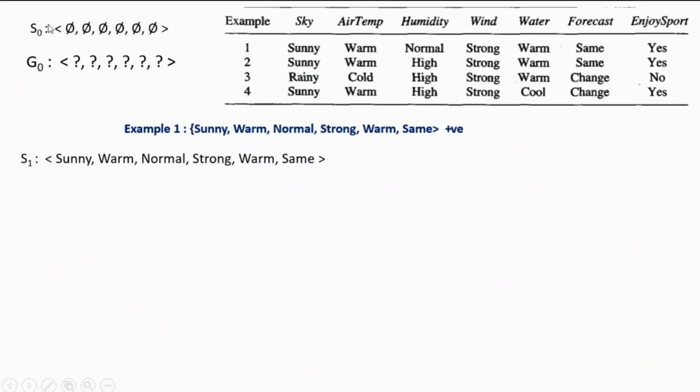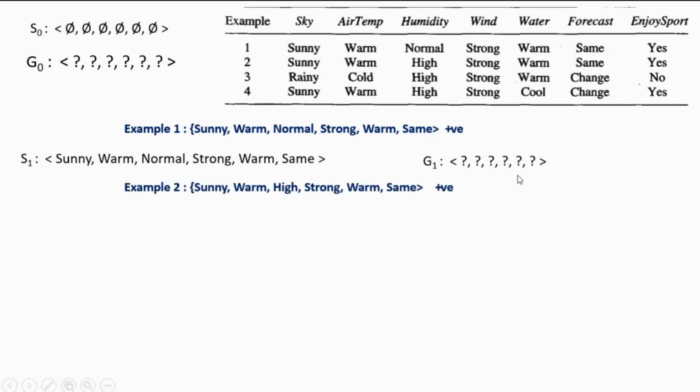Once the specific boundary is established, next we come to the general boundary. The general boundary initially has the most general value, and nothing is more general than a question mark. So we have to move towards the specific case. After considering example 1, G1 keeps question marks where needed, and likewise for all other attributes. After considering example 1, the hypothesis sets for S1 and G1 will be as given here.